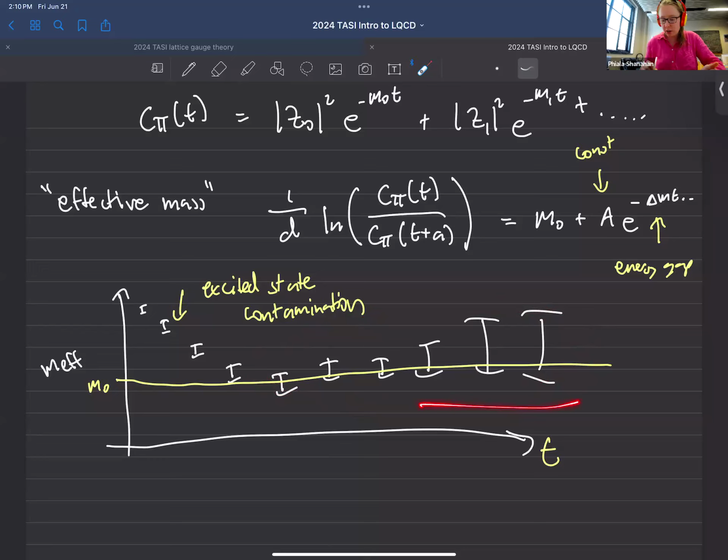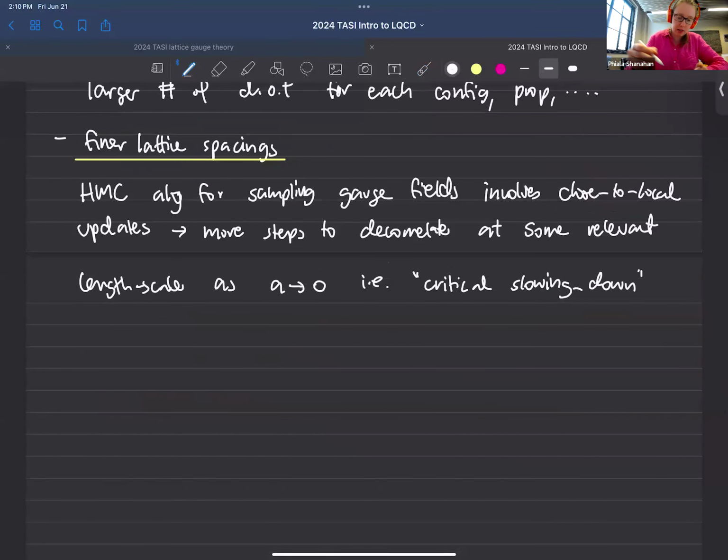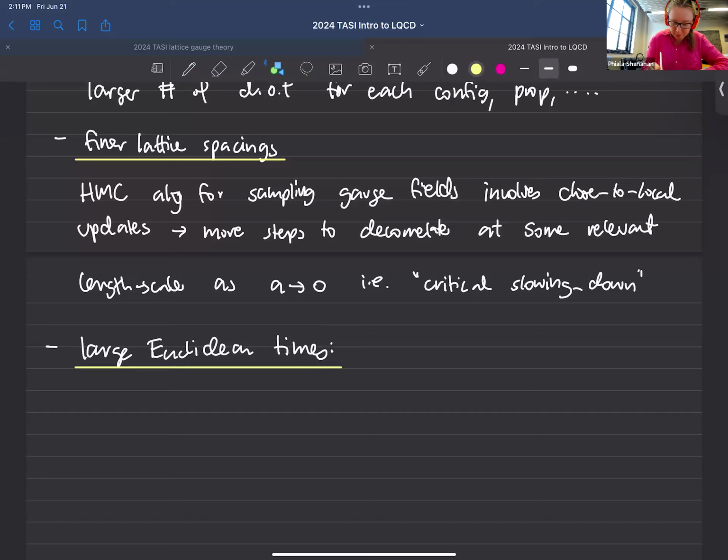Now going to later Euclidean times, you can see in the cartoon I drew the error bars bigger, and that's because it gets more expensive to get the same precision at later Euclidean times. Unfortunately, later Euclidean times is also where the physics emerges, so this is a trade-off. So why do things get more expensive at later Euclidean times? I sketched some of the arguments for this at the end of last lecture, but let me just recap.